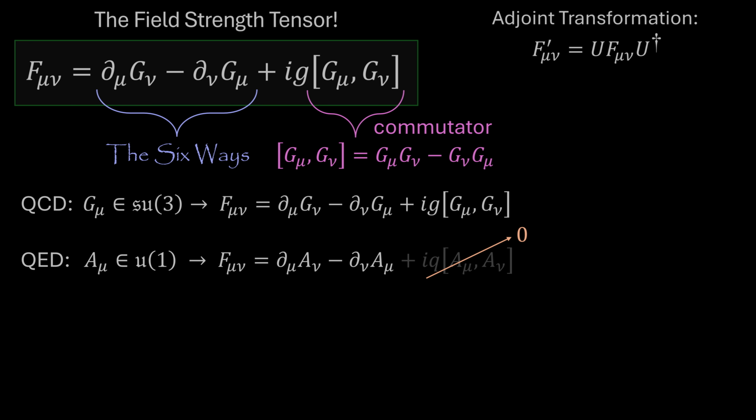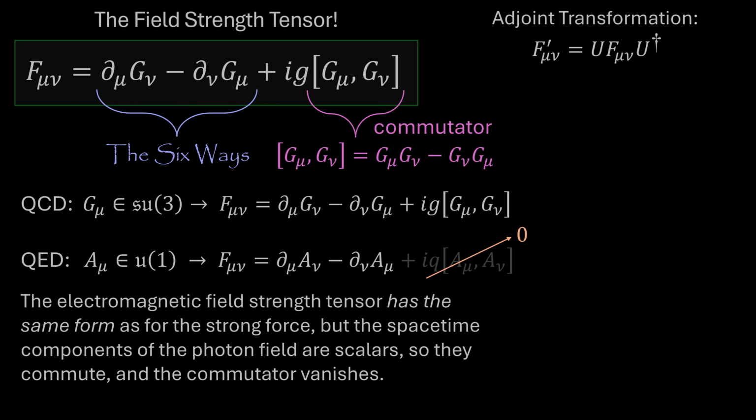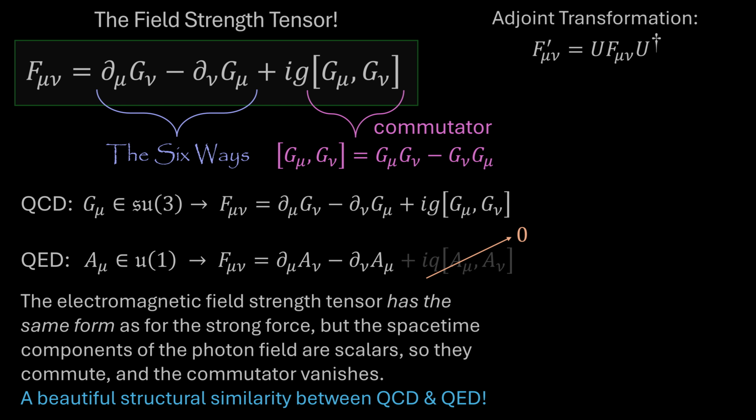So when you think about it from that point of view, it's like, whoa, the electromagnetic field strength tensor has exactly the same form as for the strong force, but the commutator term is just naturally suppressed by the fact that the components of the electromagnetic 4-potential all commute. And so once again, we find this beautiful structural similarity between QCD and QED, where QCD is like a rectangle and QED is like a square, in that you can look at QED as kind of a special case of QCD. Now bear in mind the coupling constants are also different between the strong force and electromagnetism, so they're not exactly the same, but structurally they're remarkably similar.